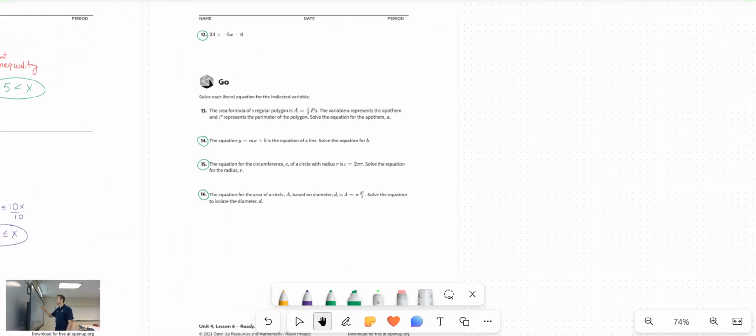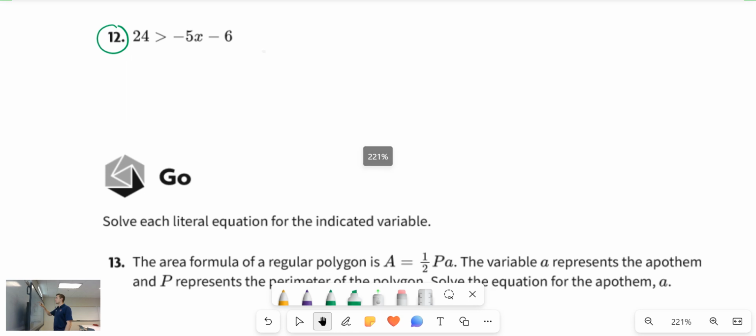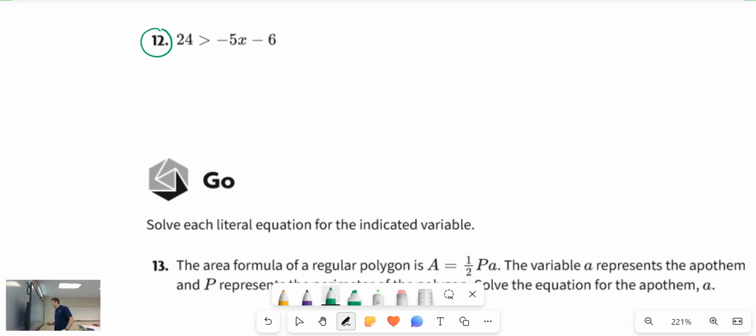All right, it looks like we're doing one more inequality solution. No expansion necessary. We are just going to solve, and we'll do one in purple now. We only have x's on the right side, so we're just going to keep the x's on the right side. Let's add 6 to both sides, plus 6 plus 6. We get 30 is greater than negative 5x.